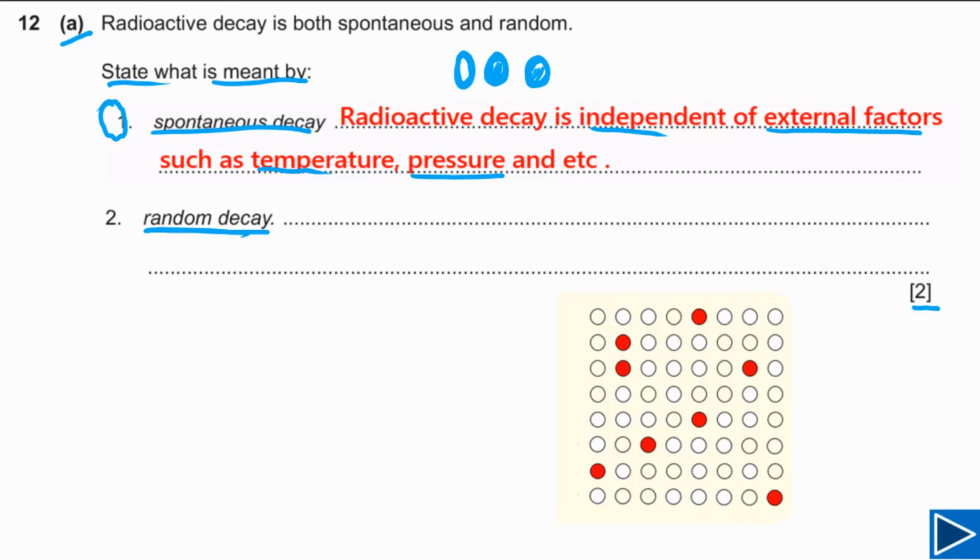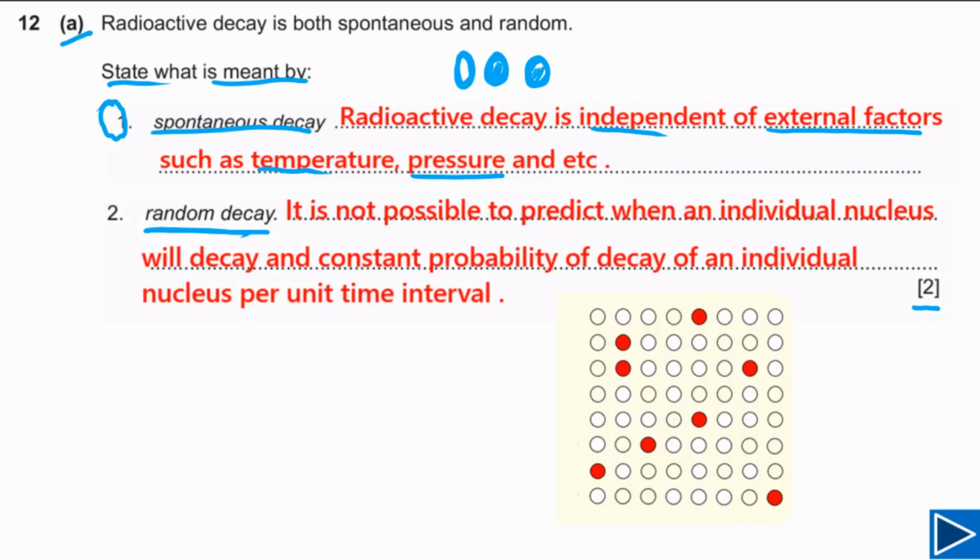Now let me explain to you how you can write down the answer. So this is how you can write down the answer. This is a proper answer. If you mention these points, you will get full marks. It is not possible to predict when an individual nucleus will decay, meaning if you focus on this nucleus, you cannot say when this one will decay.